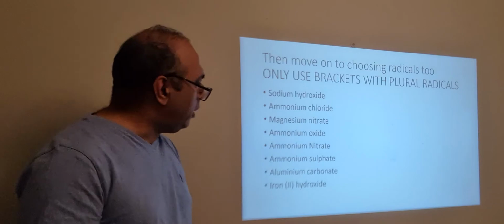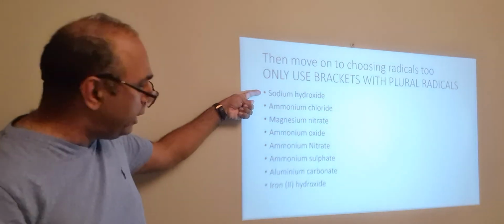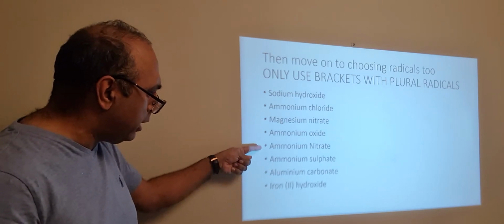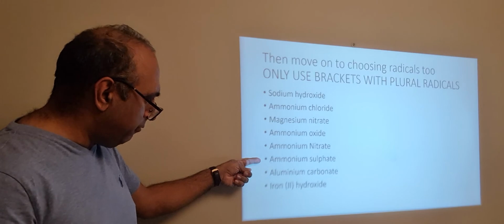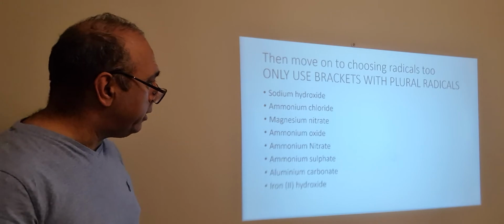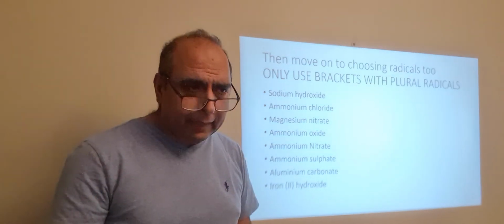Right, so what if you had these things? Sodium hydroxide, ammonium chloride, magnesium nitrate, ammonium oxide, ammonium nitrate, ammonium sulfate. Oh, there's lots of ammoniums there. Aluminium carbonate, iron 2 hydroxide. Well, let's do those. Firstly, sodium hydroxide. I'm going to do them like this just to give you a different format. I'm going to do them as formula and ions.